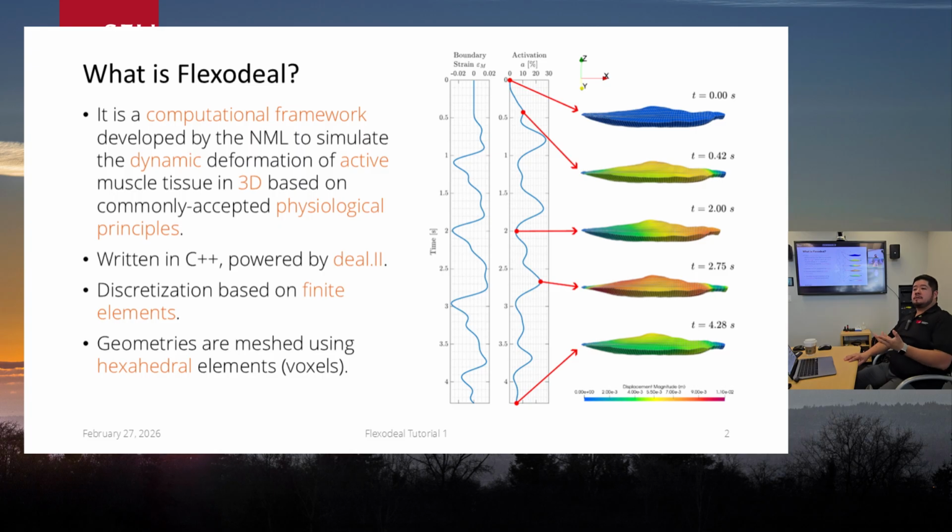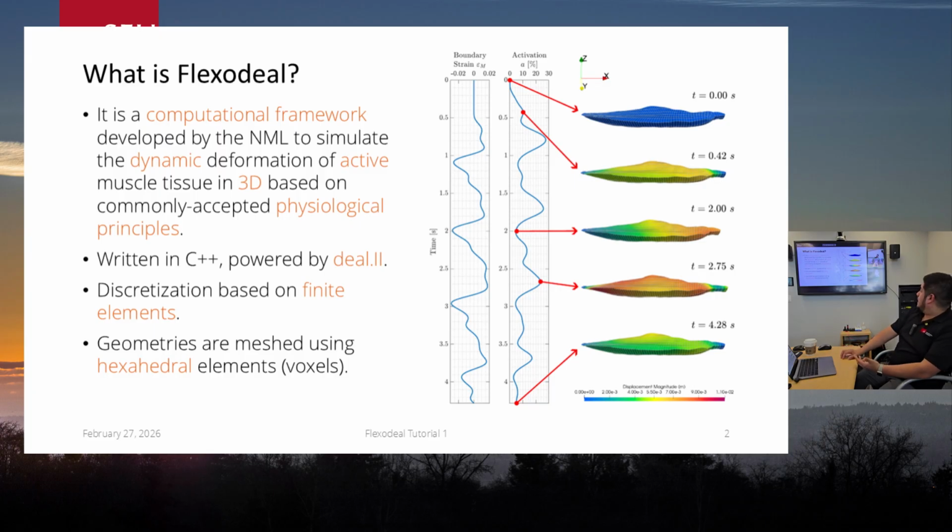Dynamic deformation, meaning that we include the effects of velocity. That's included in the model, but it's optional. There are also quasi-static simulations where you don't use the effects of velocity. That's up to you. Active muscle tissue, so it's not just passive tissue, you can activate it. And it's based on commonly accepted physiological principles, the main one of them being Hill's model.